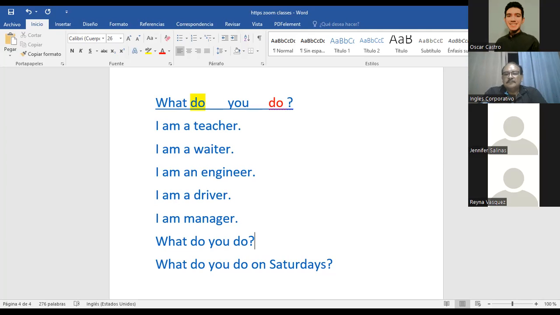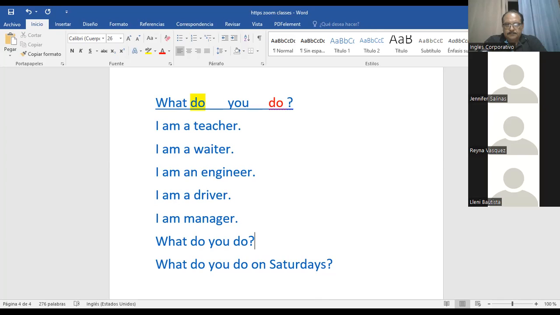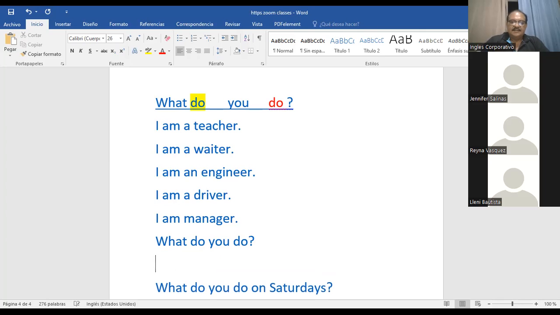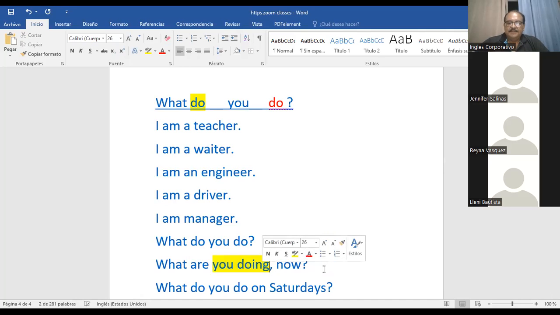Teacher, una consulta. What do you do? También, ¿solo se utiliza como para preguntar a qué actividad realiza o también podríamos decir qué acción está haciendo en el momento? No, la primera. Porque la otra que está haciendo en el momento es what are you doing? What are you doing now? Okay. ¿Qué está haciendo? Doing. Okay.